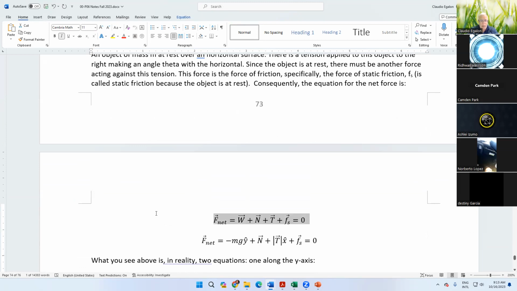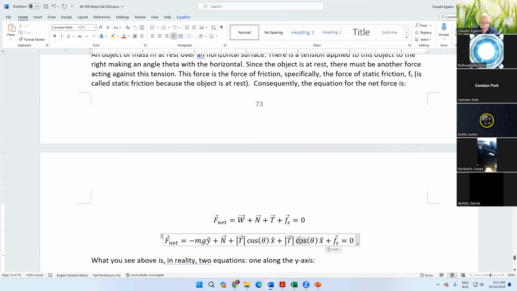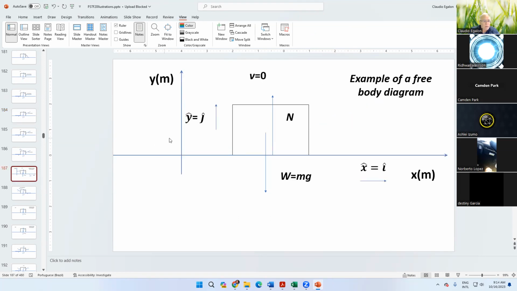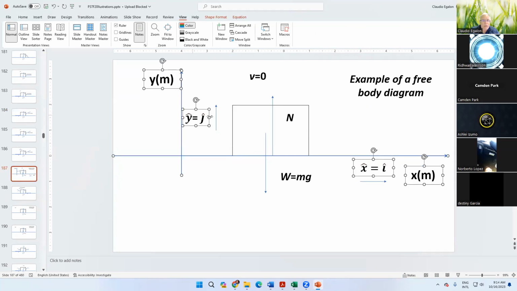But now my tension is going to have a component along the x direction and another component along the y direction. If we look back here, you can see that both components of the tension are along the positive direction. So there is no doubt about those components.